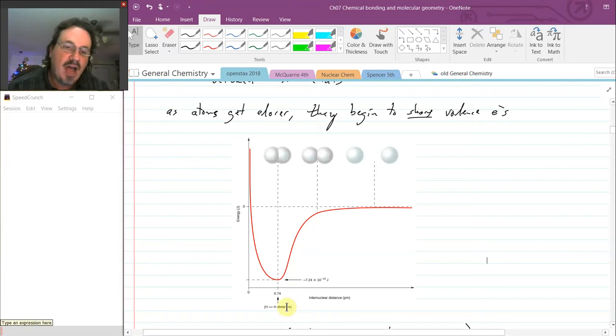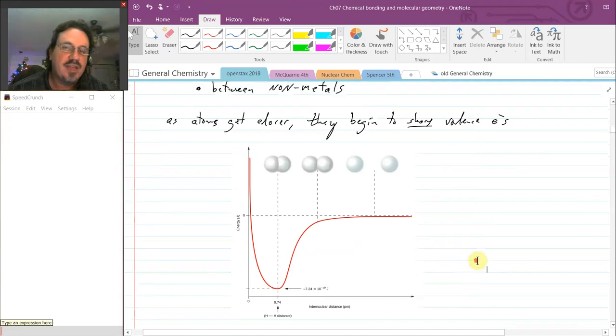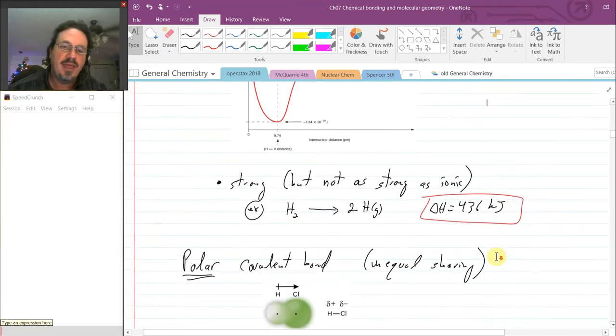And so there is an optimal distance right here at the very minimum of this potential energy curve, and that would be the distance, or the size, or the length, if you will, of that covalent bond, where we're sharing those electrons and we've minimized the energy. That is to say, we've made it as stable as it possibly can.